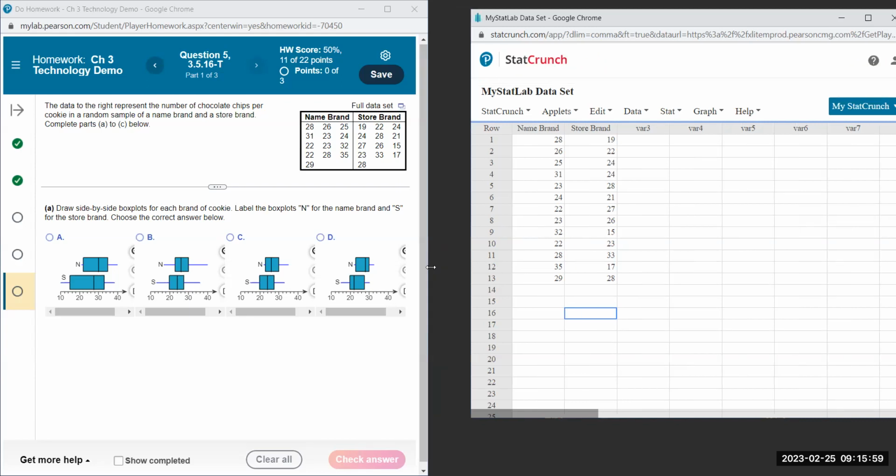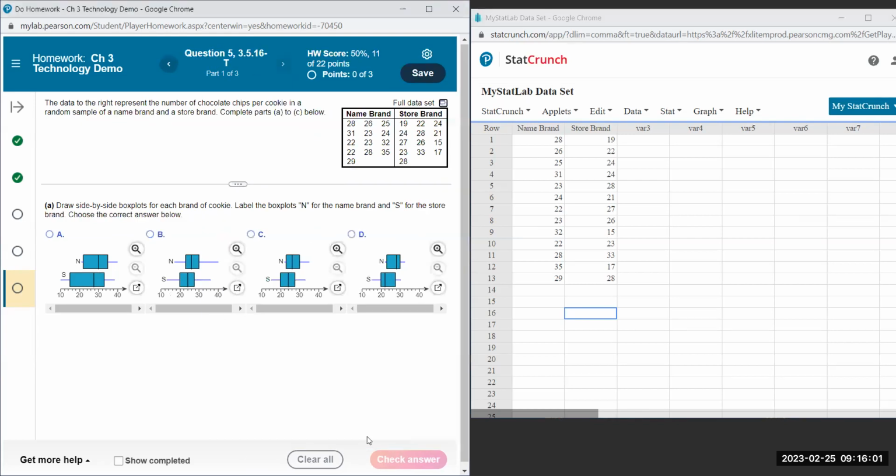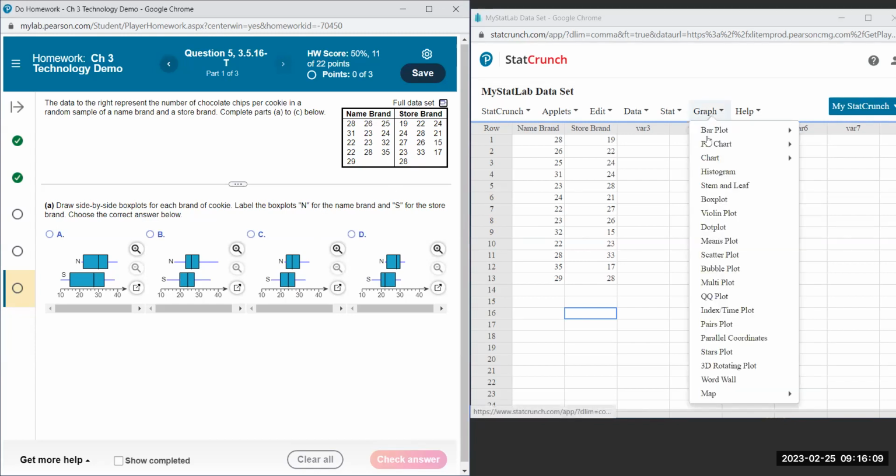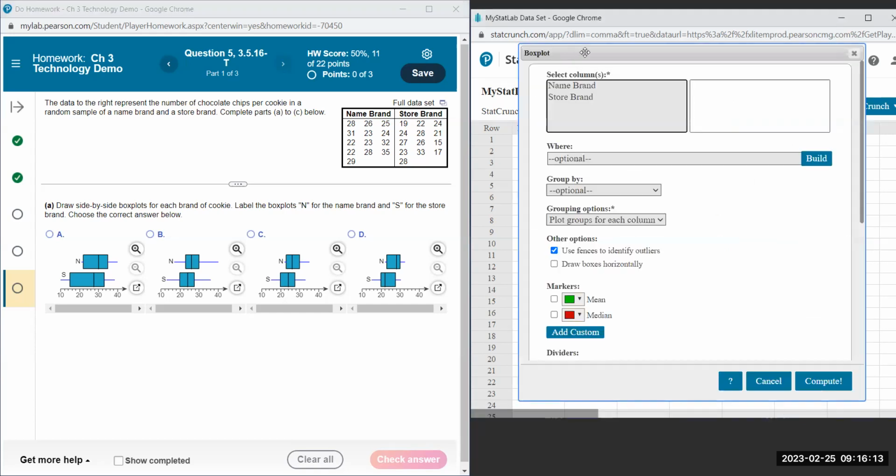Draw side-by-side box plots. We're going to use N for the name brand and S for the store brand. So let's go to Graph, Box Plot. Again, I'm going to hold on my control button because I want both of these, so I can select both simultaneously. And then I want to draw my boxes horizontally. So, Compute.